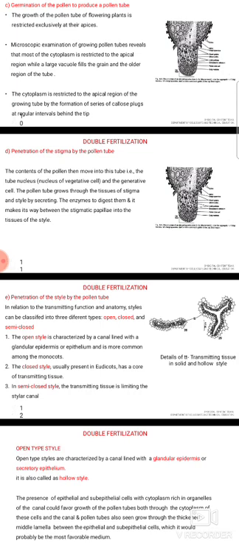Next, penetration of the stigma by the pollen tube. The contents of the pollen, including the tube nucleus, then move into this tube. The pollen tube grows through the tissues of the stigma and style by secreting enzymes to digest them, and it makes its way between the stigmatic papillae into the tissues of the style.